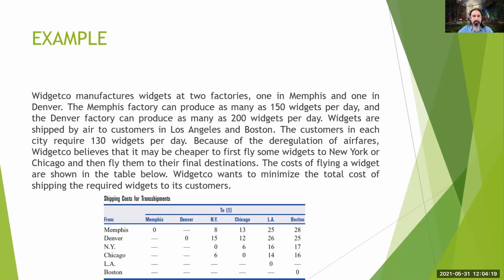Because of the deregulation of airfares, Widget Co believes that it may be cheaper to first fly some widgets to New York or Chicago, then fly them to their final destination. So you have stopover points. You have to go over there maybe, and then from there, go to the other destinations. The costs of flying a widget are shown in the table below, as you can see over here. Widget Co wants to minimize the total cost of shipping required widgets to its customers.